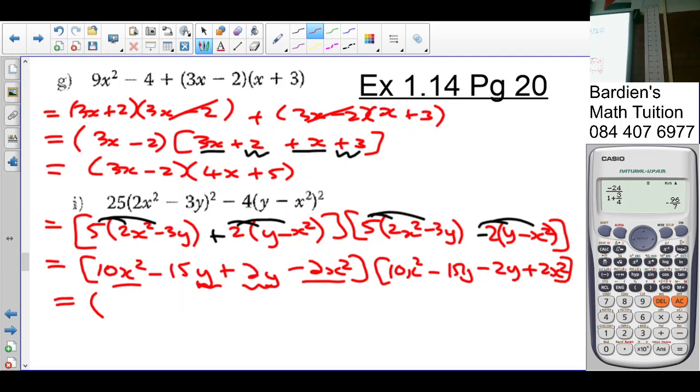The 10x squared minus 2x squared is going to give you 8x squared. Minus 15y plus 2y is negative 13y. Second bracket, you got 10x squared plus 2x squared is 12x squared. Minus 15y minus 2y is minus 17y.